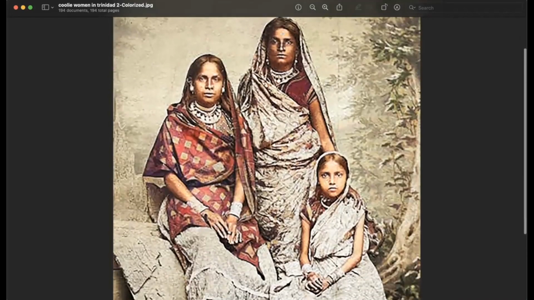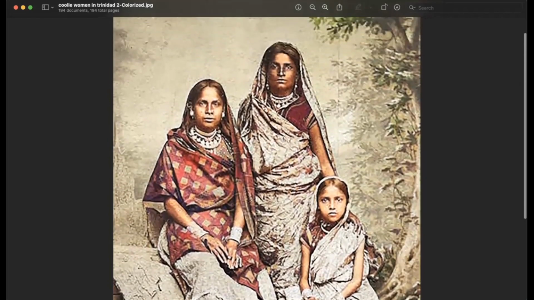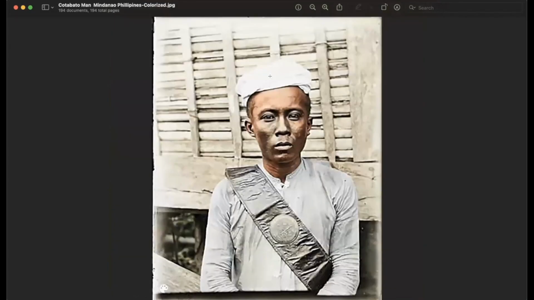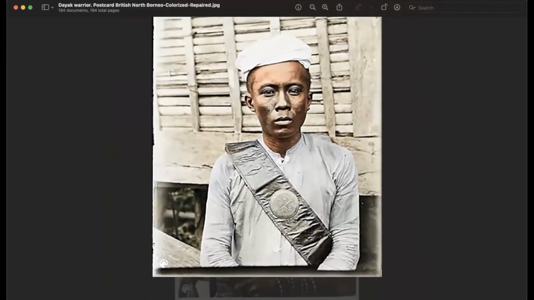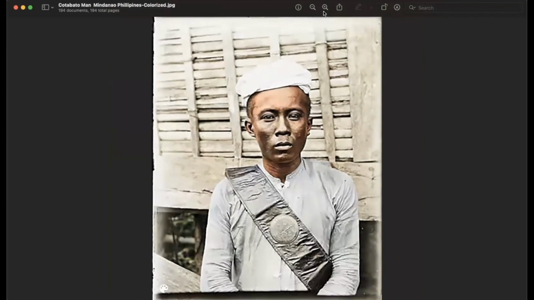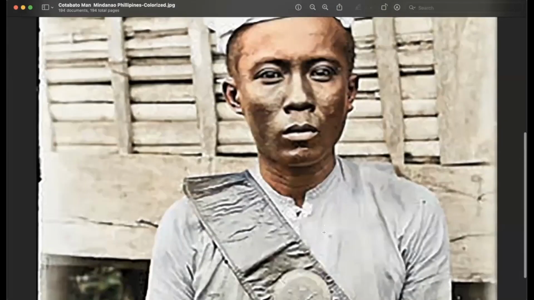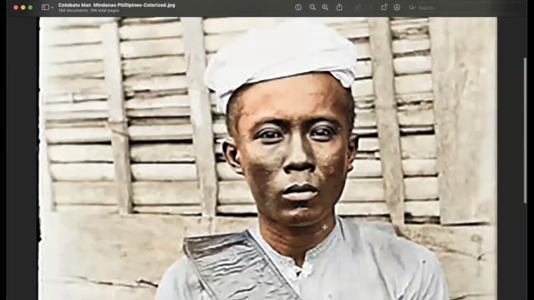All right, they're in Trinidad, again, Hindus that were brought over as indentured servants. Right here we have a Cotabato man, again, from Mindanao, Philippines. He is referred to as a Moro from the Philippines, or a Moor from the Philippines. Literally, when I was looking for these pictures, that's what they were classifying these people as, Moors from the Philippines.